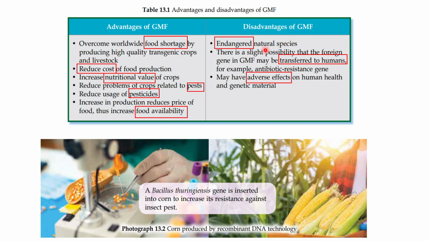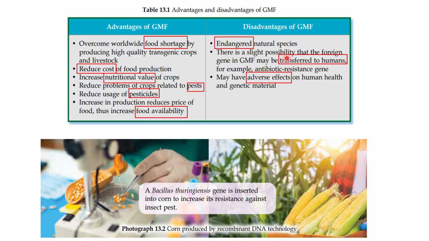The first one, endangered natural species. For example, the superorganisms which result from genetic engineering may compete with the natural organisms in the environment. So these may lead to disturbance of ecological balance if there is accidental release of these GMO into the environment.